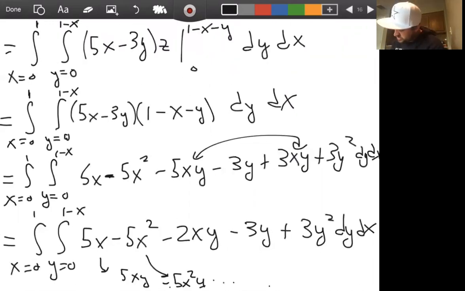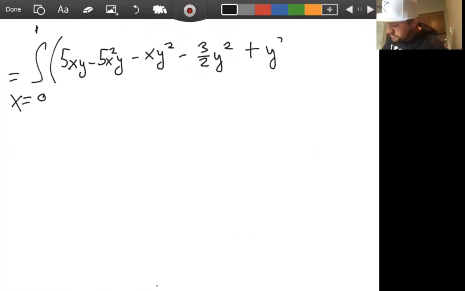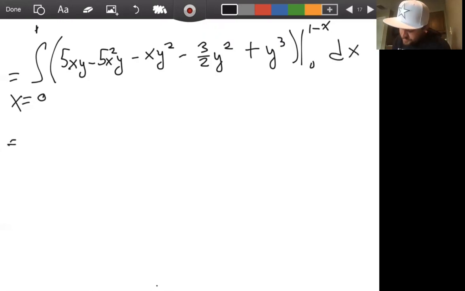Sorry for going back and forth so much here. And then plus y cubed, from 0 to 1 minus x dx. Integral from x equals 0 to 1.